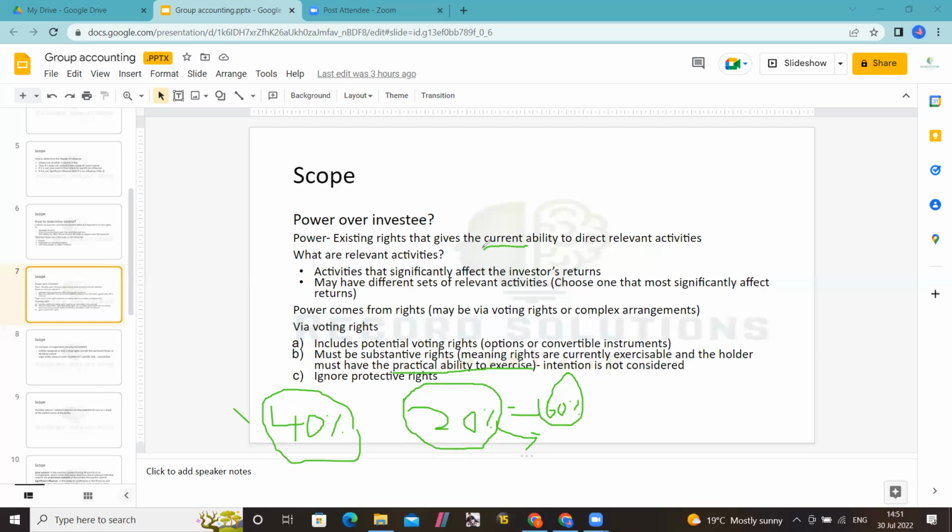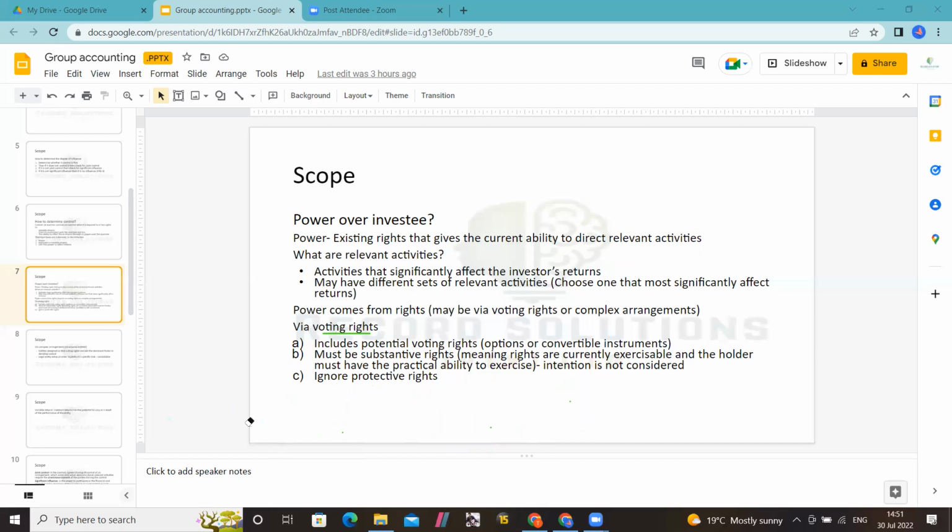So for voting rights, in the end, I was talking about directing relevant activities. These rights have to direct relevant activities, right? And therefore, by this, you have power via voting rights. So that's all they can ask you basically with voting rights. So that's how you determine power via voting rights.